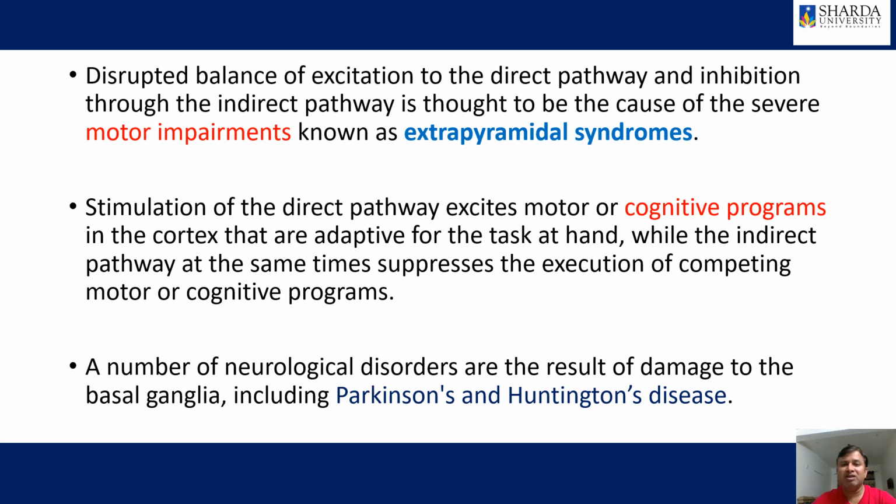The disturbed balance of the excitation through the direct pathway and inhibition through the indirect pathway is thought to be one of the causes of the severe motor impairment called extrapyramidal syndrome. As we have already discussed, another function of the basal ganglia is cognitive. So stimulation of the direct pathway excites motor or cognitive programs in the cerebral cortex. A number of neurological disorders are the result of damage to the basal ganglia, including Parkinson's and Huntington's disease.